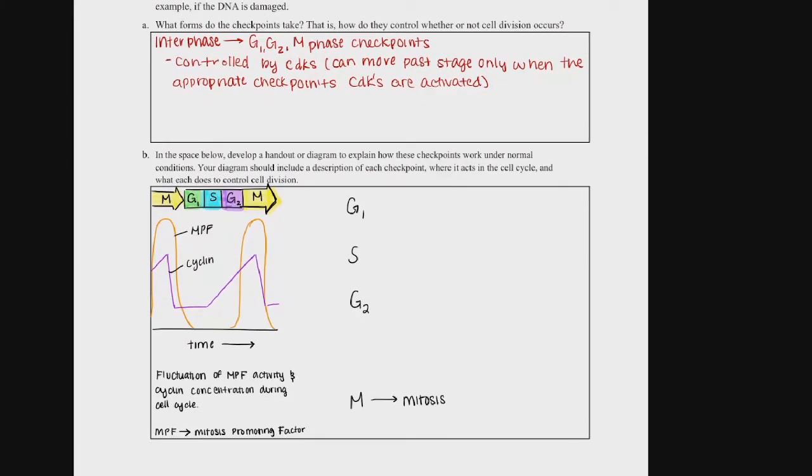And moving on, so in the space below, develop a handout diagram to explain these checkpoints and how they work under normal conditions. Your diagram should include a description of each checkpoint, where it acts in the cell cycle, and what each controls during cell division. So I have this diagram here just to remember the levels of MPF and cyclin, and that MPF is the mitosis promoting factor, and that we're seeing that in the M phase, or the mitosis phase, that factor is at its highest concentration, and we're seeing cyclin slowly increase until it's used in the M phase and starts going again.